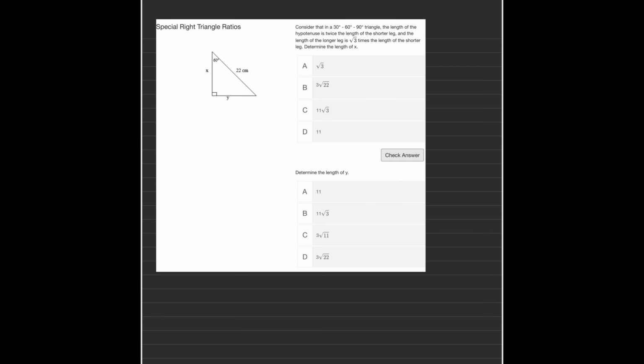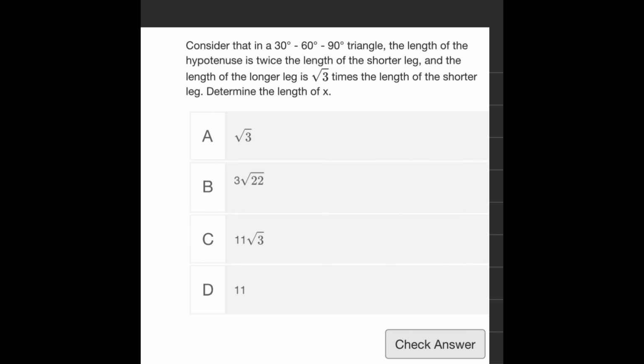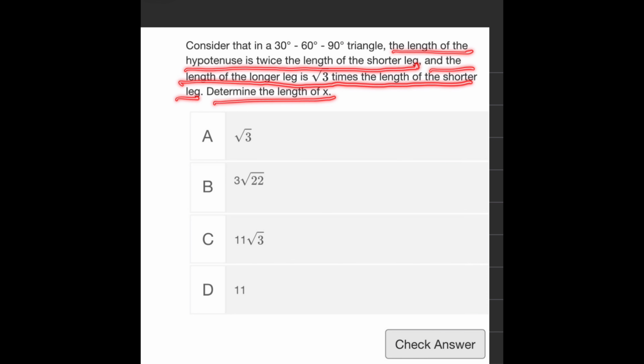Hello everyone. In this question, we will try to find the unknown side. For example, here x, as the question is saying, consider that 30-60-90 triangle, which is a special case of right triangle because here is the angle 90, and the length of the hypotenuse is twice the length of the shorter leg, and the length of the longer leg is square root of 3 times the length of the shorter leg. Determine the length of x.